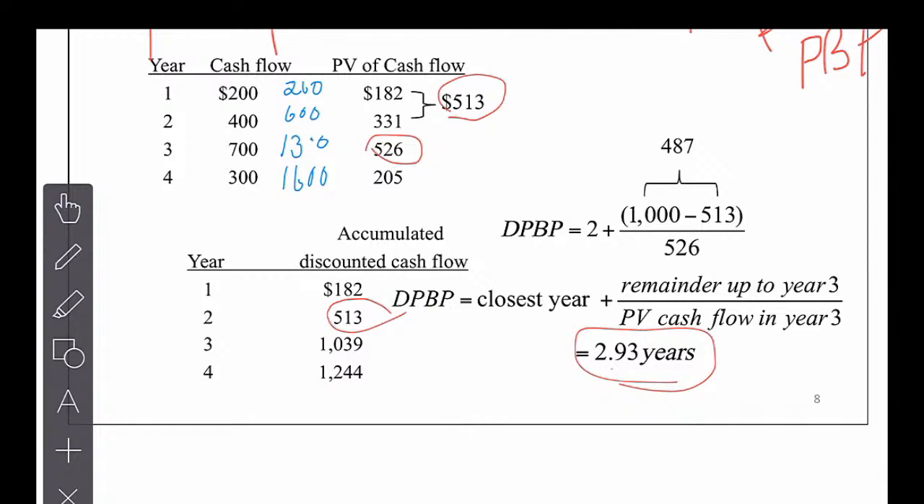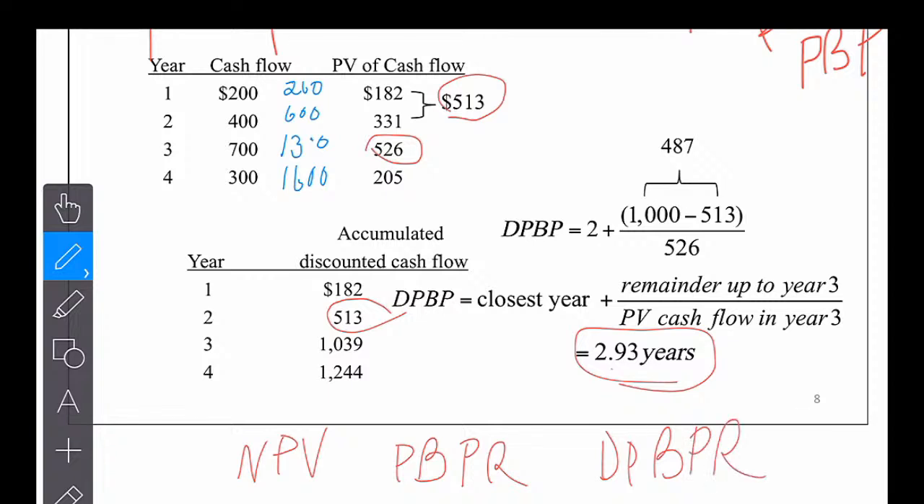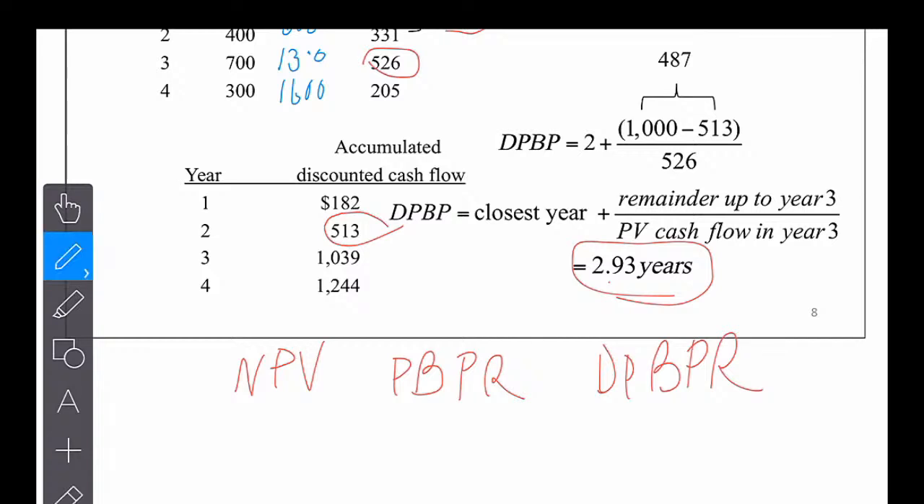Okay, so let's recap. We've done a lot here. We reviewed NPV. We've discussed the payback period rule and the discounted payback period rule. These are in dollars, these are in years, and these are in years. So they're different metrics, different numbers.